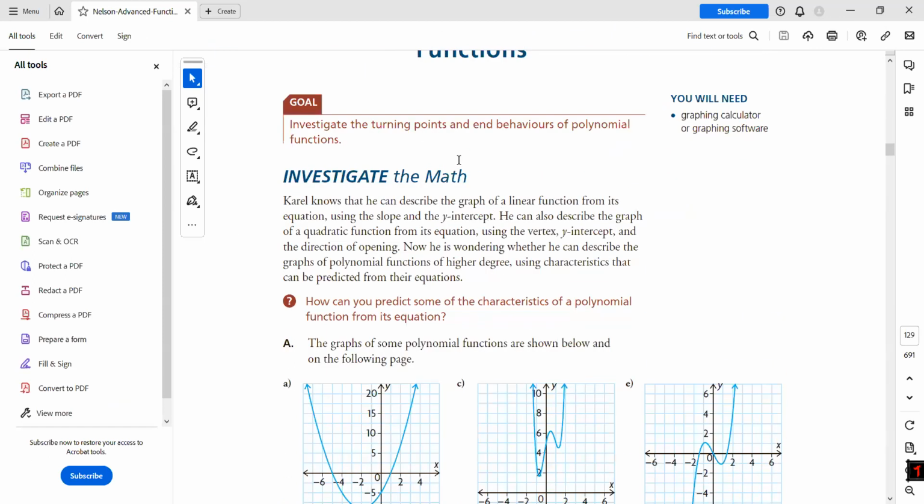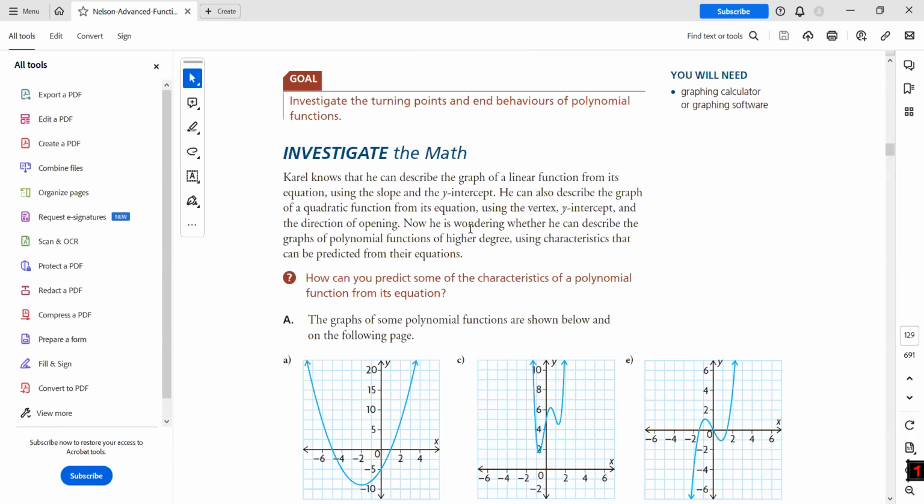So let's read this investigation real quick. Carl knows that he can describe the graph of a linear function from its equation, using the slope and the y-intercept. He can also describe the graph of a quadratic function from its equation, using the vertex, y-intercept, and the direction of opening, right? So we can use the vertex, y-intercept, and the direction of opening in order to sketch the graph properly, in the most accurate way, right?